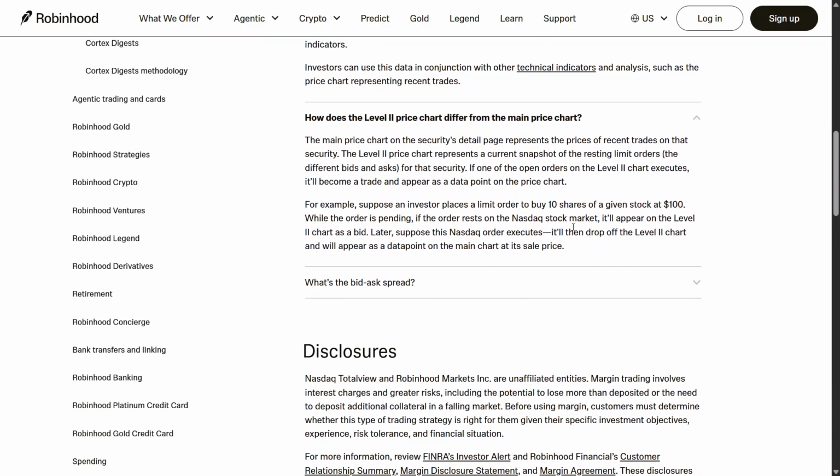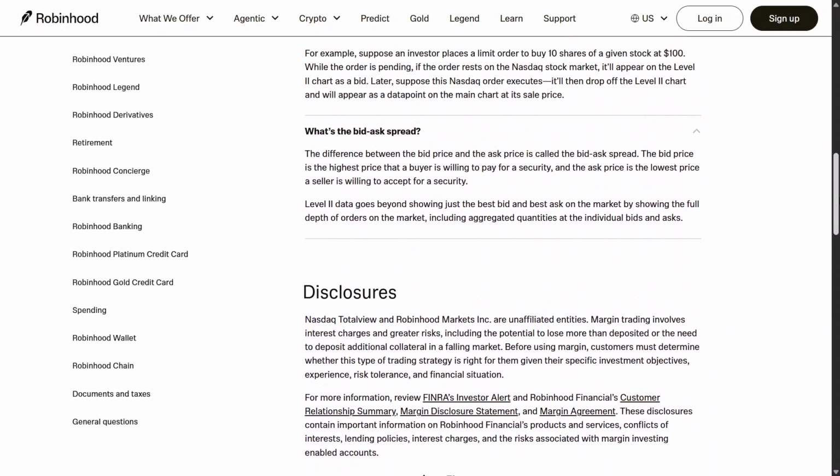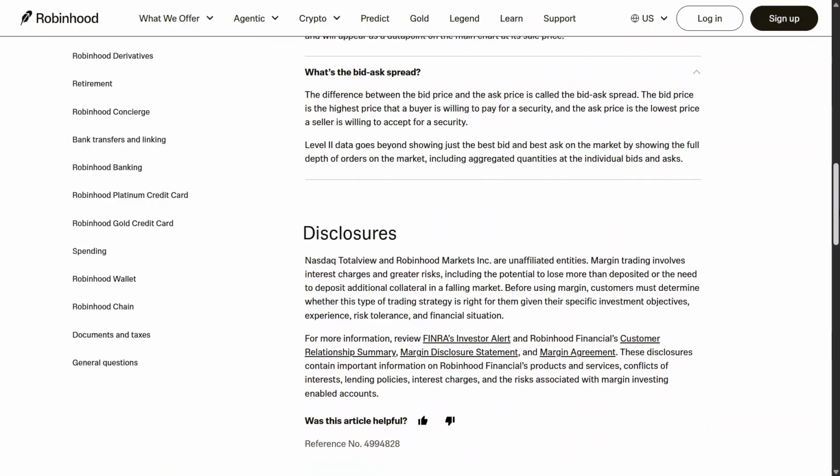Here you'll find the Level 2 market data section. You'll see multiple bid prices, which represent buy orders waiting to purchase the stock. You'll also see multiple ask prices, which represent sell orders waiting to sell the stock. Each price level also shows the number of shares available at that price. Instead of showing only the highest bid and the lowest ask, Level 2 data displays the full order book, allowing you to see market depth.